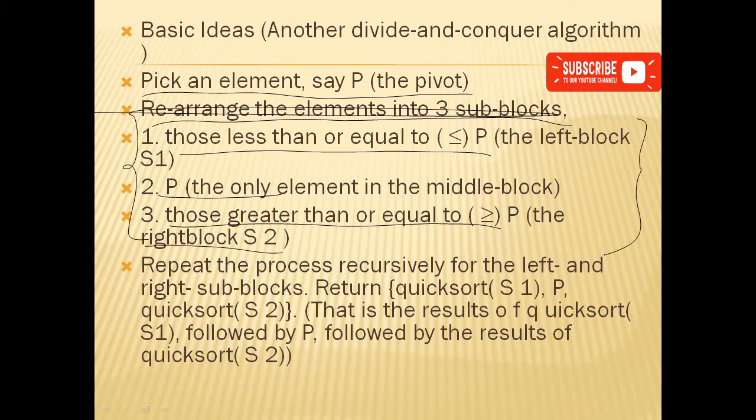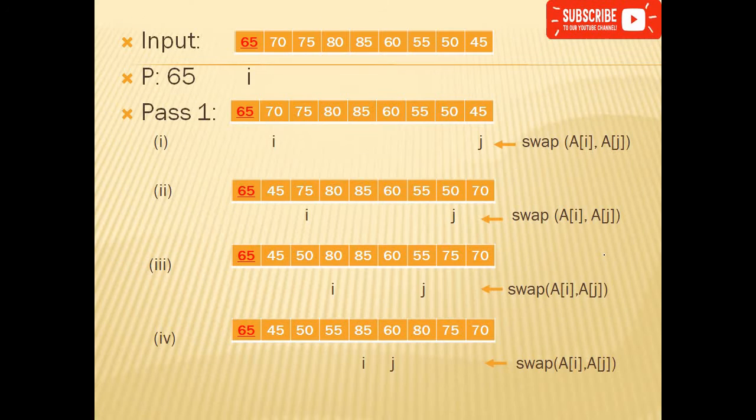Once the elements on the left hand side and right hand side are in sorted order, then we'll combine all three parts. Then finally we'll get the sorted data. Now we go with an example.